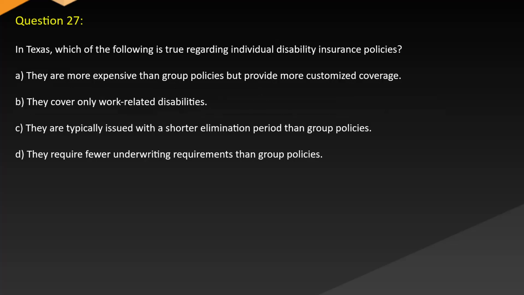Question 27. In Texas, which of the following is true regarding individual disability insurance policies? A. They are more expensive than group policies but provide more customized coverage. B. They cover only work-related disabilities. C. They are typically issued with a shorter elimination period than group policies. D. They require fewer underwriting requirements than group policies.